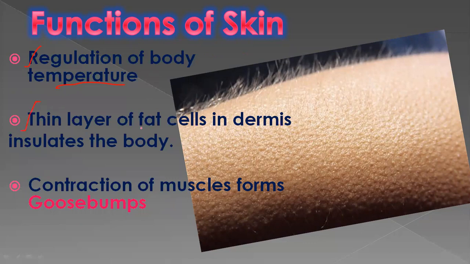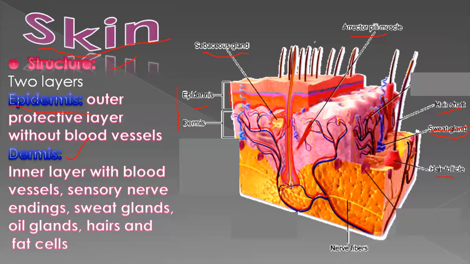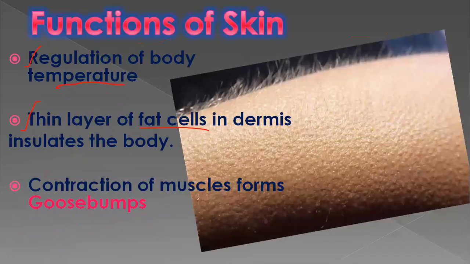Next function: a thin layer of fat cells is also present. If you can see this picture, this is a fat cell. In some people heavy fat is present, and in some, if they're slim and smart, a thin layer is present. But fat is very important to insulate the body from fluctuations of temperature. Like in cold, it is very important. It keeps the body insulated and makes our body warmer.